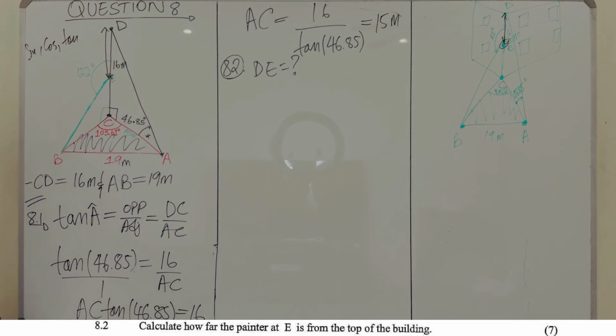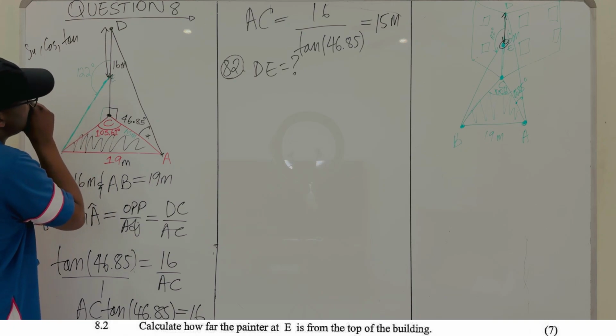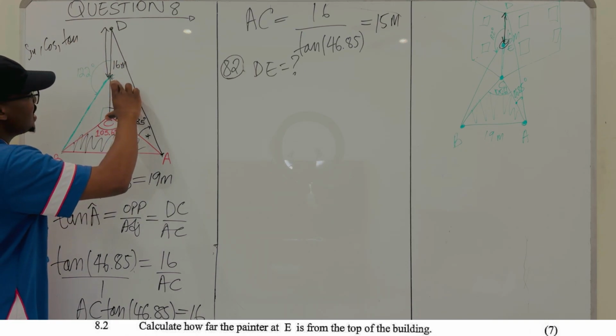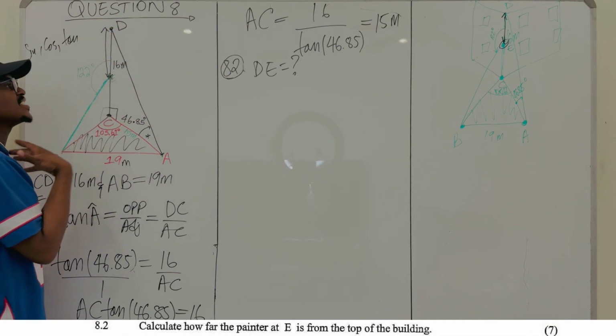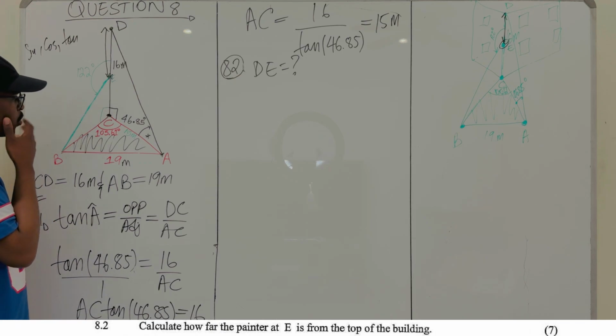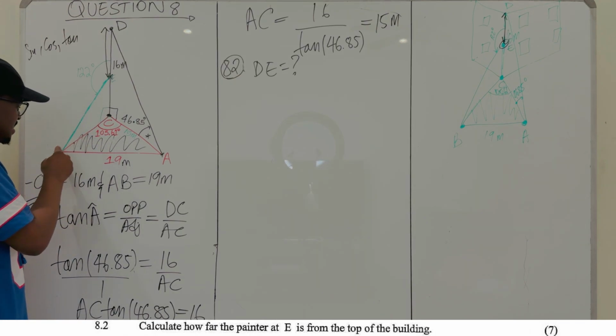Fine. How can we find DE? Or EC? Or maybe DE? So we're going to try to find EC. After finding EC, we're going to find DE by subtracting the EC from the entire length of 16 centimeters. So how are we going to go about this? Let's find this side first, which is BC.